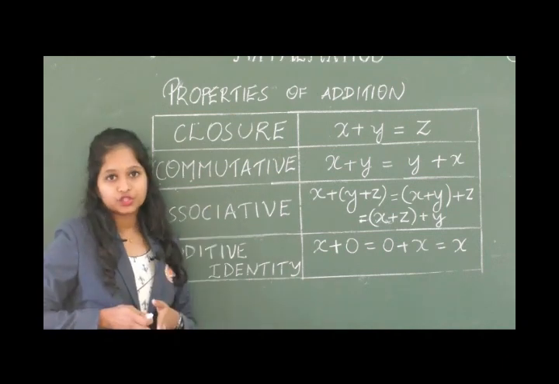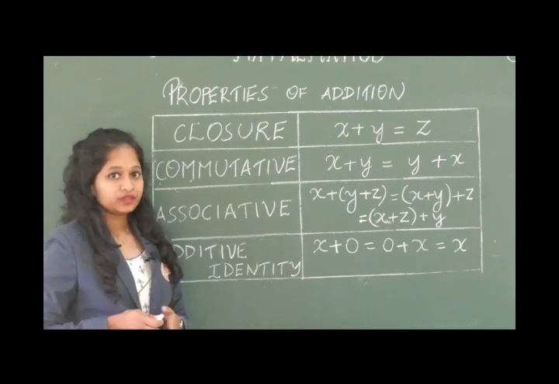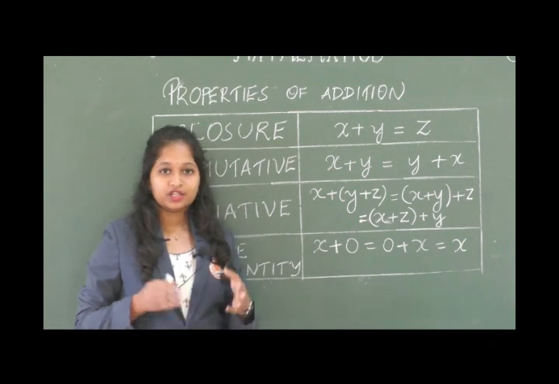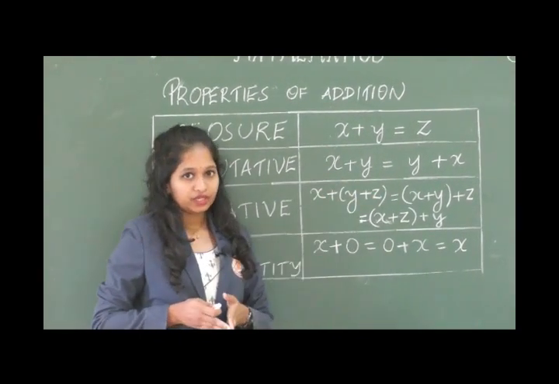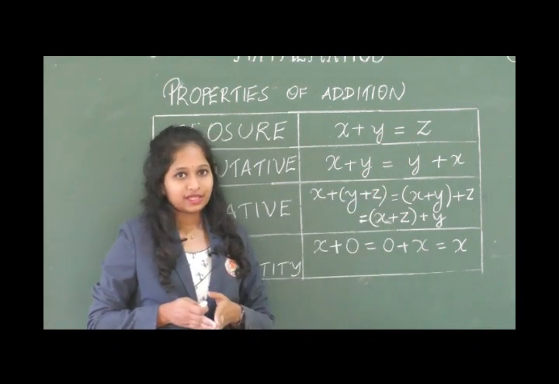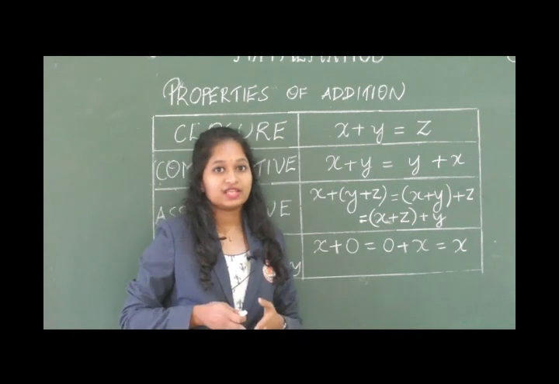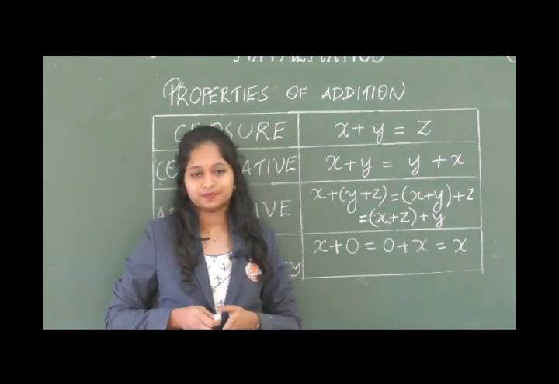Now, commutative property. What is commutative property? If you add 2 whole numbers in whichever order you want, either x plus y or y plus x, the answer is same. Take 2 examples and see whether you get the right answer.